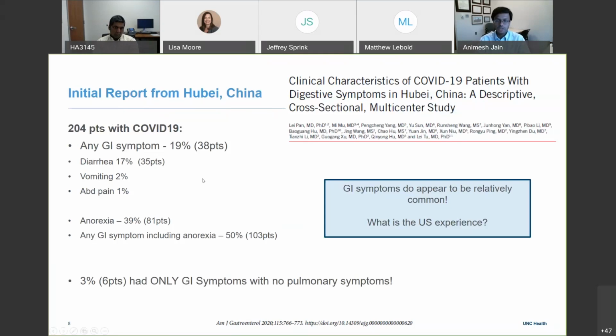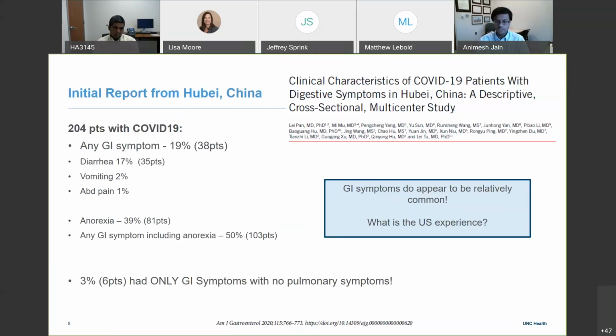And interestingly, a very small percentage of patients, but a small percentage indeed, 3%, did have isolated GI symptoms with no pulmonary involvement. So this was an interesting thing that came out of this study as well. Based on this initial report, GI symptoms started to get onto our radar as a possible manifestation of COVID-19.